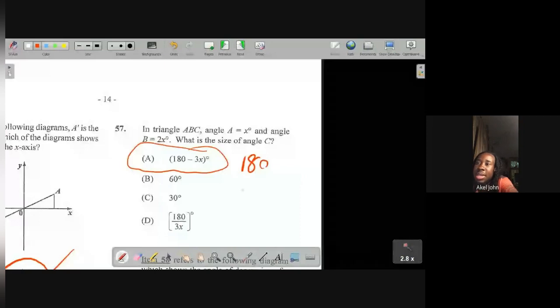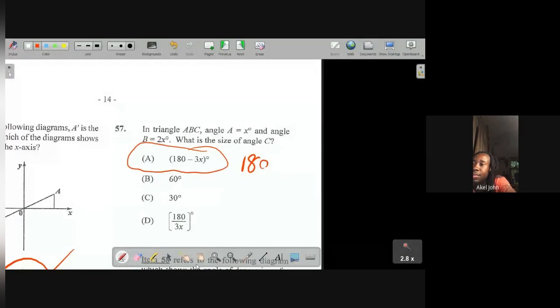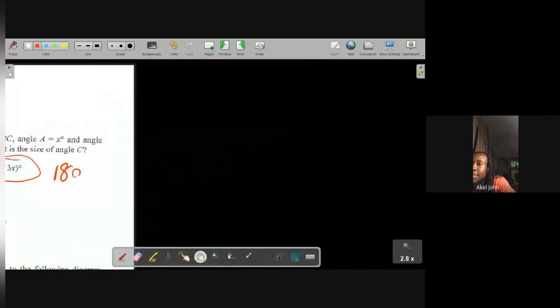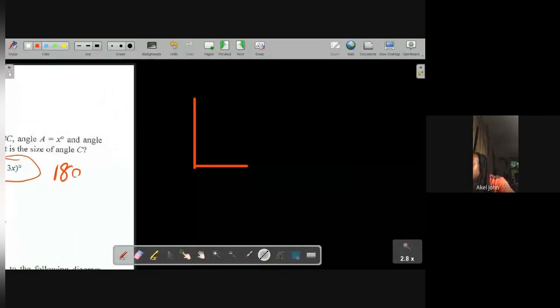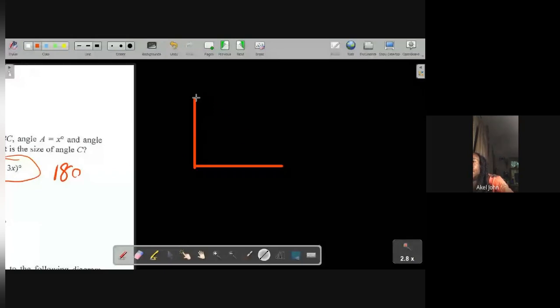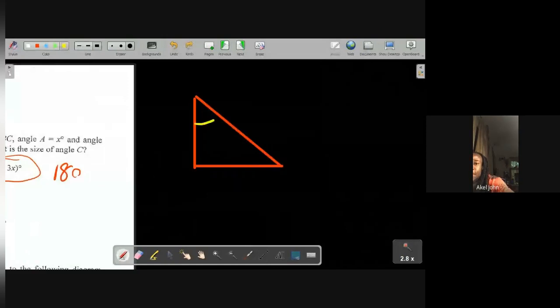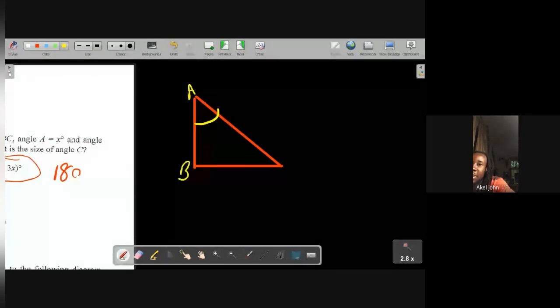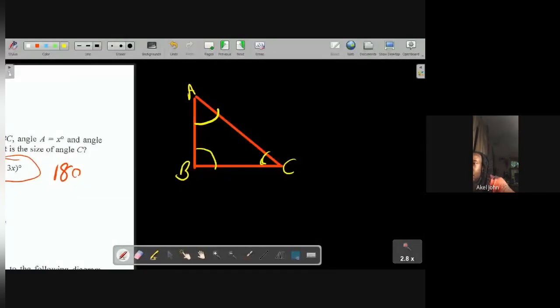So to get angle C, if angle A is x degrees and angle B is like this, just to visualize it, let's call this one angle A, angle B, and call this one down here angle C. And they want us to find the size of C, right? But it tells us angle A is x degrees and angle B is 2x degrees. But we know that a triangle adds up to 180 degrees.